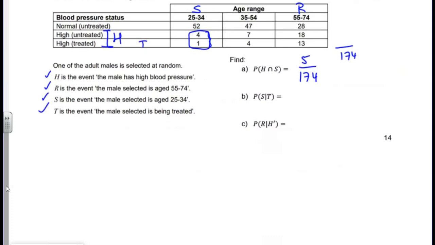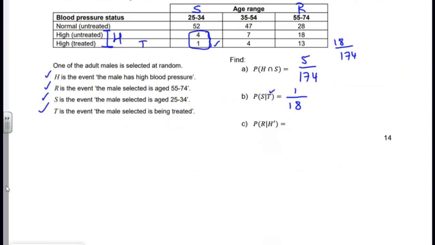So 25 to 34, given that they're being treated. Right then. So 25 to 34 untreated is 1. Given that, so I'm taking out of all the treated people, which is 18. So it's 1 out of 18. So I'm taking from the treated people. So there are 18 treated people, but only one of them is 25 to 34.